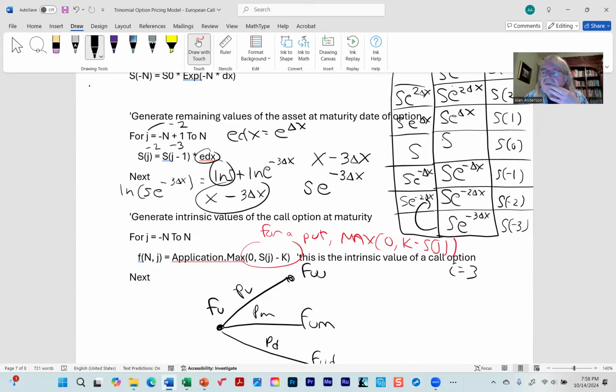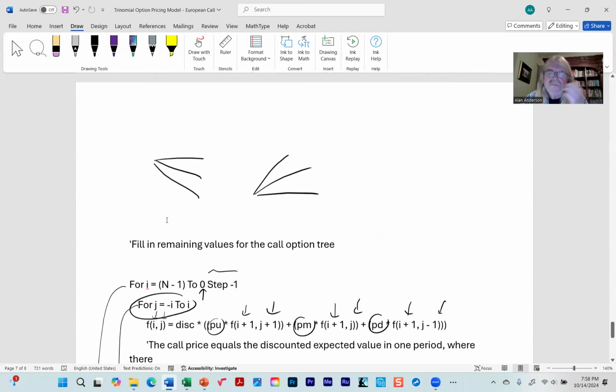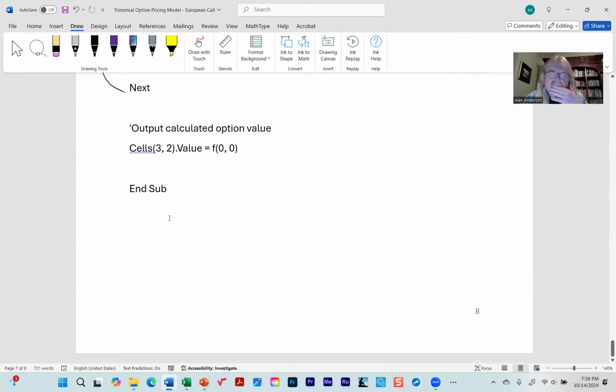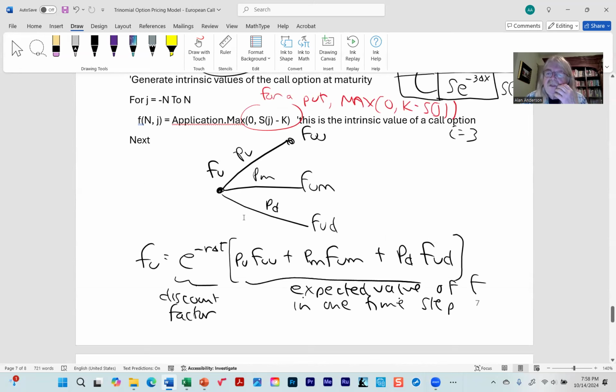So at every one of these interior nodes, we have to compare what we would get if it is not exercised early with what we would get if it is exercised early. And whichever is greater, that's what we put on the node. So we fill in the tree, and of course, at every step, we have to make sure that it doesn't make sense to exercise early.